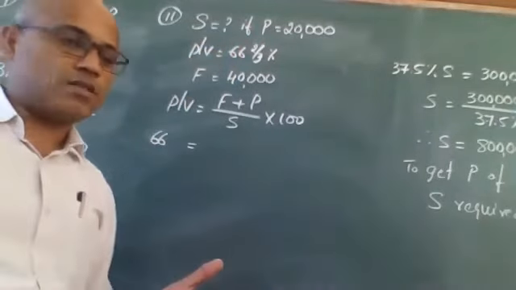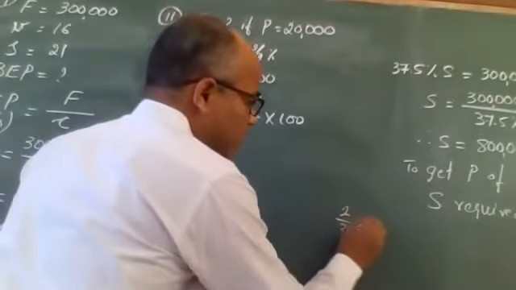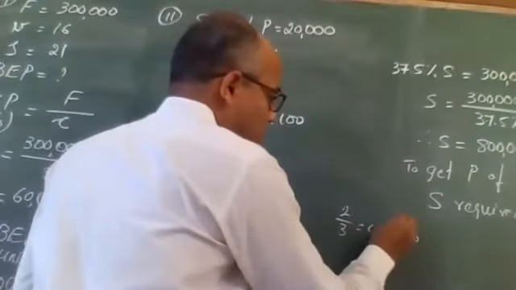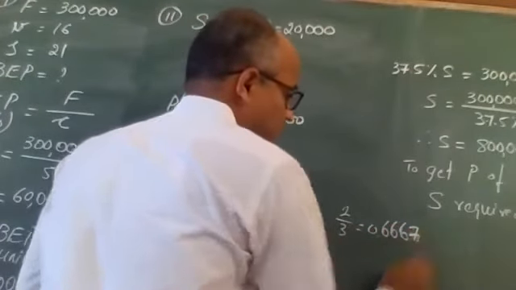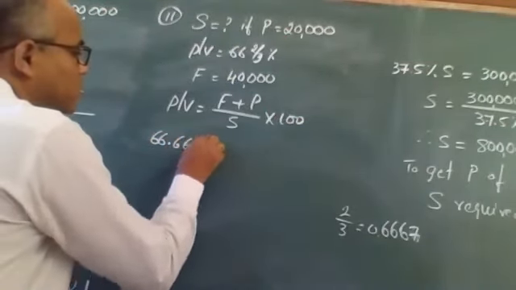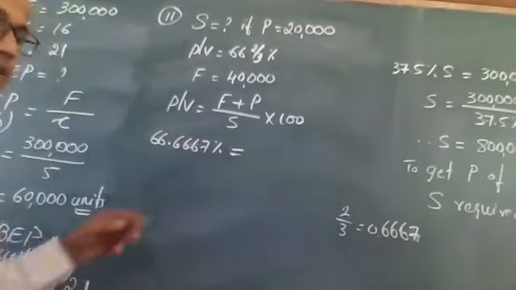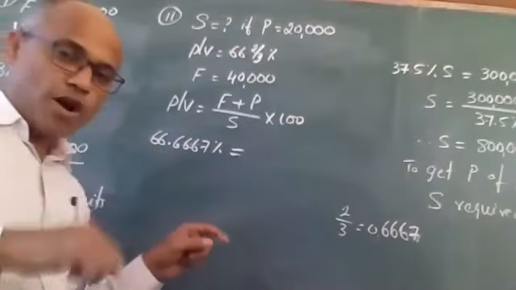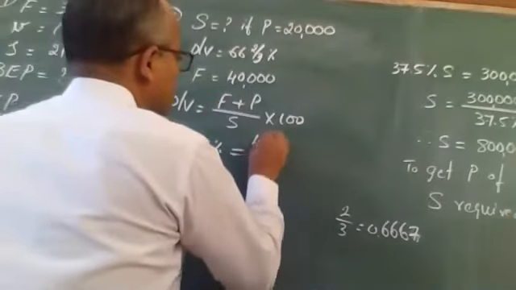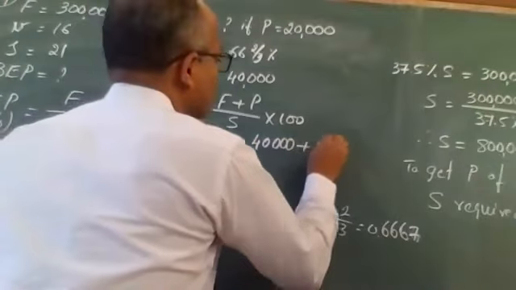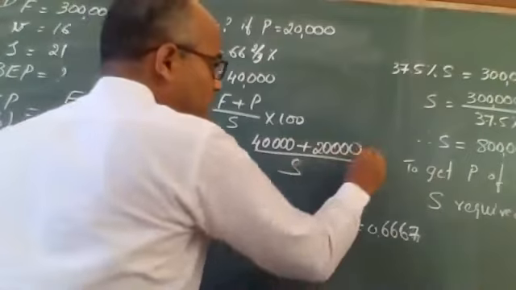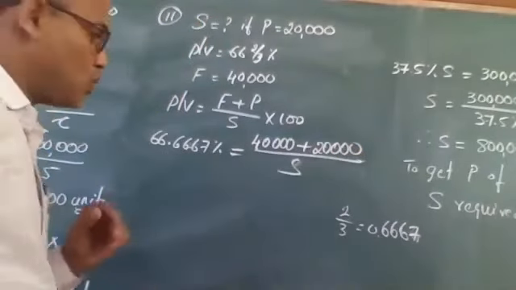Now the question is, sir, how do we do this in the calculator? 66 2 by 3, how to do it, sir? Guys, 2 by 3 is nothing but 0.66666. So what you have to do? You can take 0.6667. That means 66.6667 percentage is equal to, you can write this in the calculator like this: 66.6667 percentage is equal to fixed cost 40,000 plus desired profit 20,000, by sales, which is a question mark. Should I multiply with 100? Answer is no.